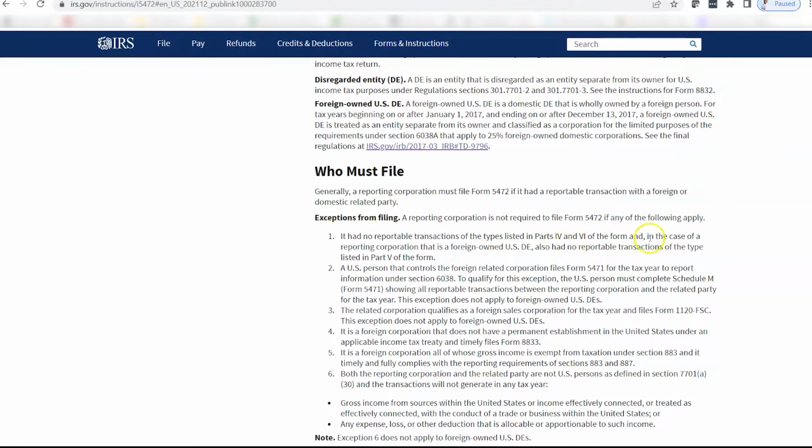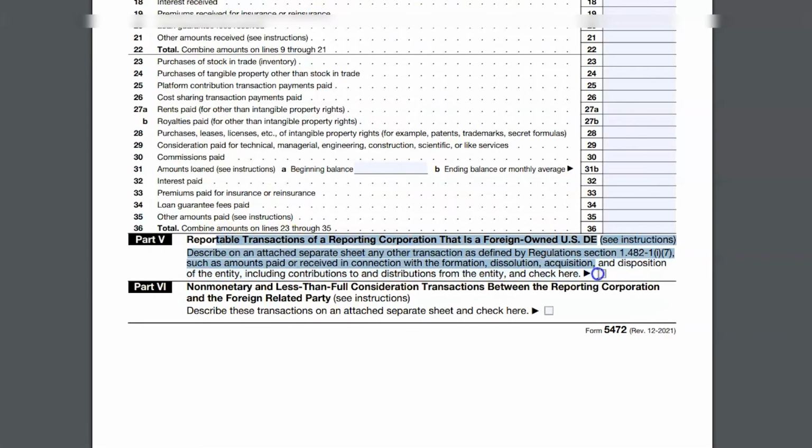We go in here and it says that in the case of a reporting corporation that is a foreign-owned US disregarded entity, it is not required to file 5472 if it has no reportable transaction of the type listed in Part V. So Part V is here. This is Part V. This is the reportable transactions that every foreign owner of a US single member LLC should be concerned about. So when you read it, it tells you to attach a separate sheet and describe any of the transactions listed here. So for example, the IRS wants to know the amount paid or received in connection with formation, dissolution, acquisition, and disposition of the single member LLC. It also includes contributions that you made to the LLC and then distributions that you made out of the LLC.